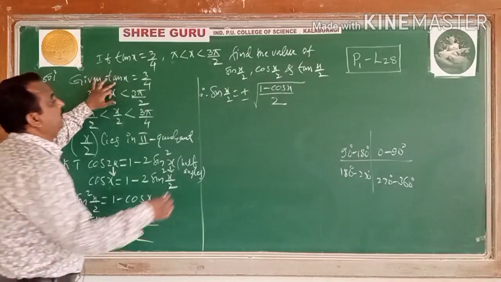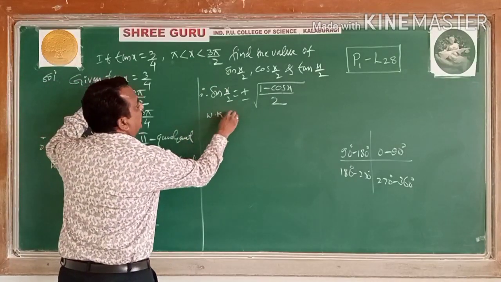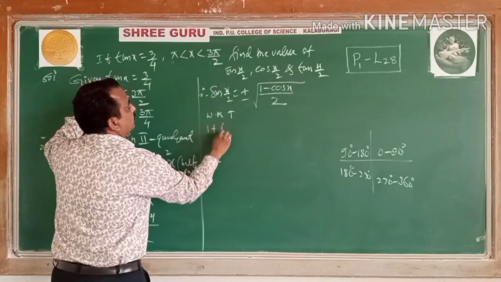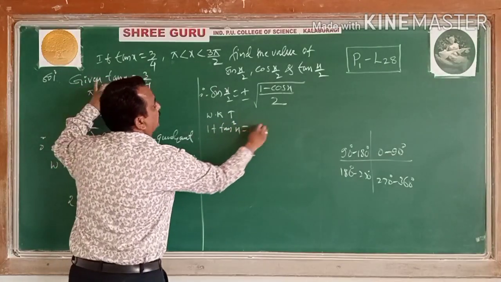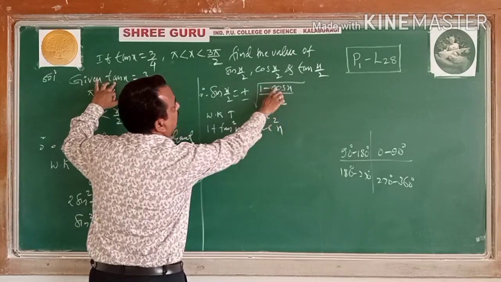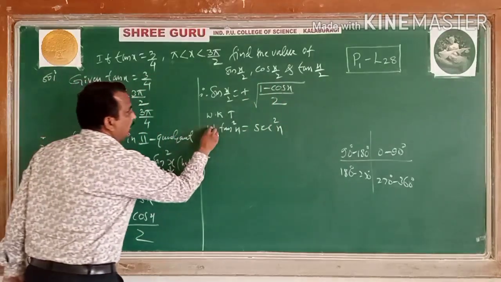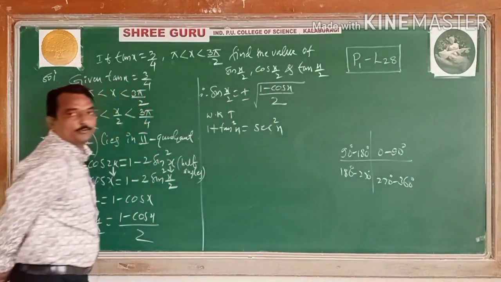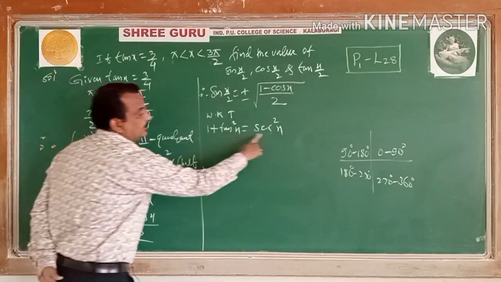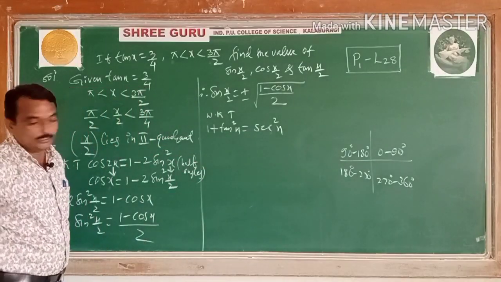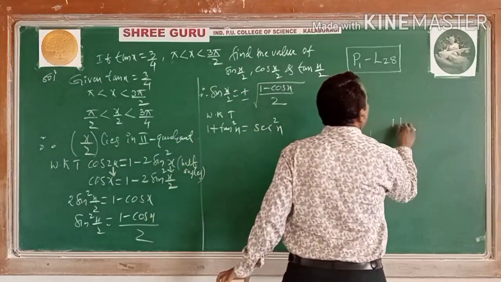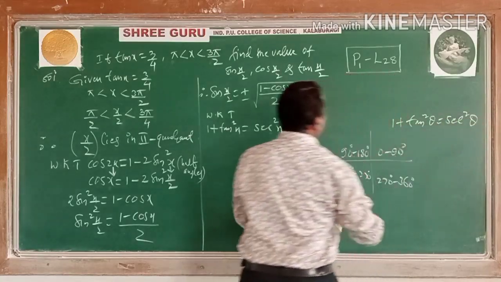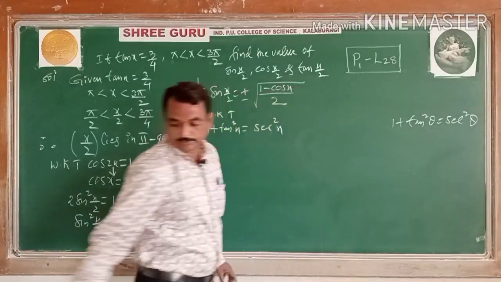So next, what is given here? Tan x. We know that to find cos x, you have one of the identities: 1 plus tan square x equal to secant square x. If you get secant, then you will get cos. Let us calculate secant here. You will get cos, and that cos will be substituted. One of the identities: 1 plus tan square theta is equal to secant square theta.